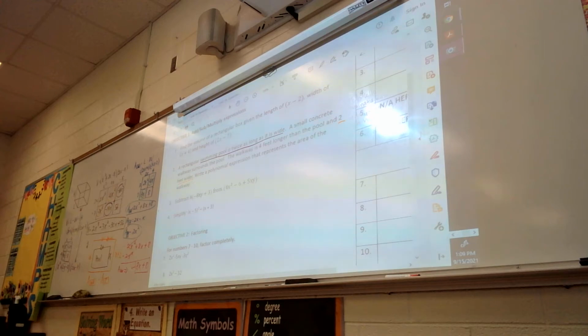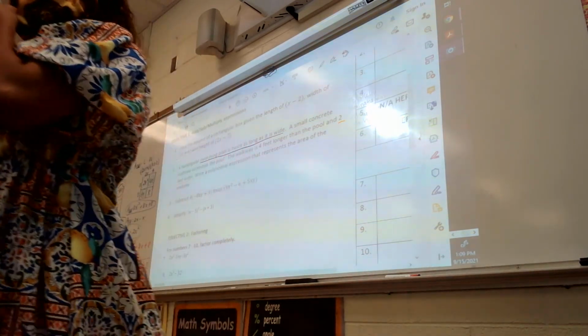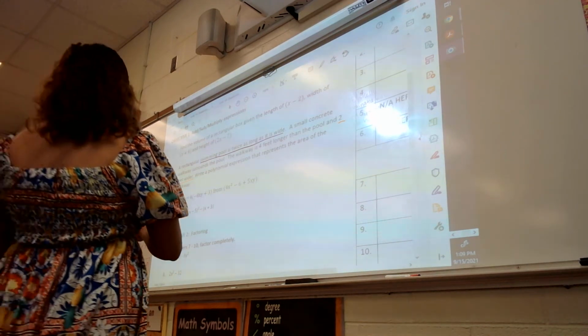Alright, number 3. When it says subtract from, so subtract 4 times negative 8xy plus 3 from 4x squared minus 6 plus 5xy. Which one should be on the top? 4x squared minus 6 plus 5xy. Very good. Can I just subtract 4 times negative 8xy plus 3 or do we need to do something first? Distribute is the right word for that.